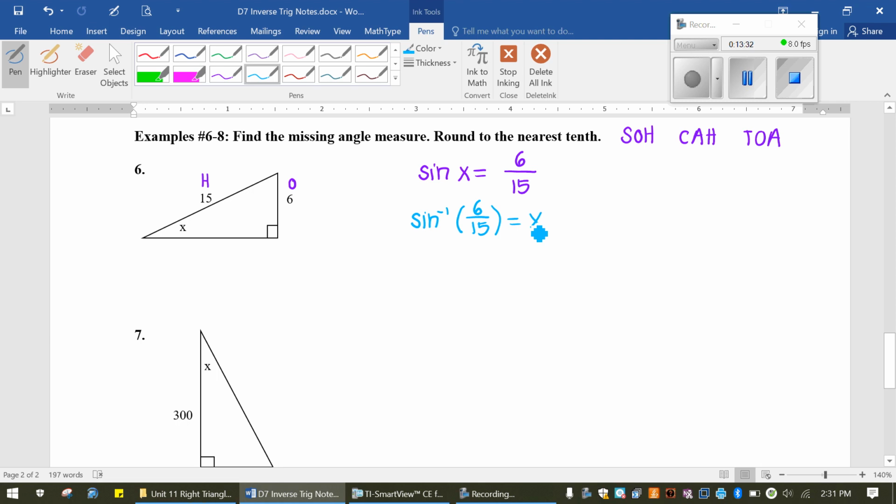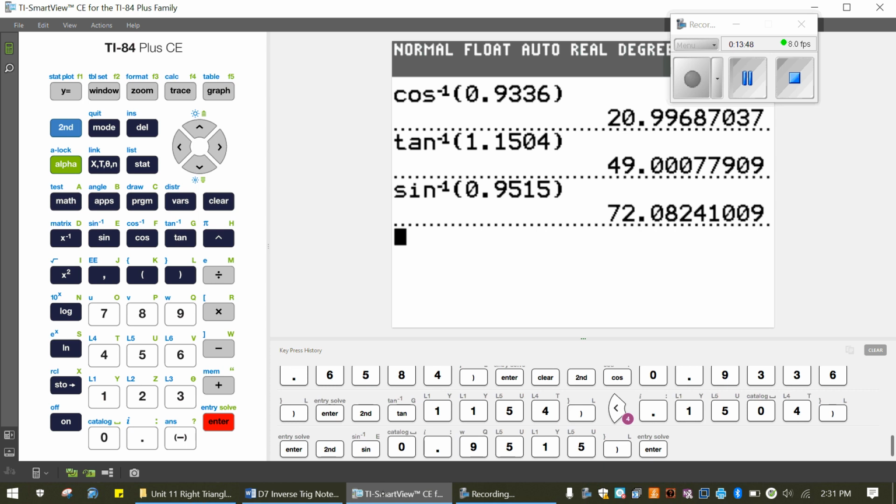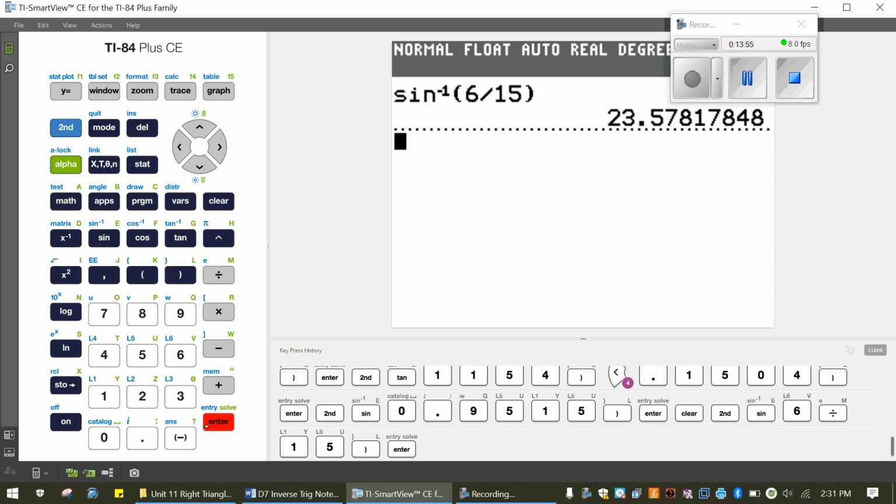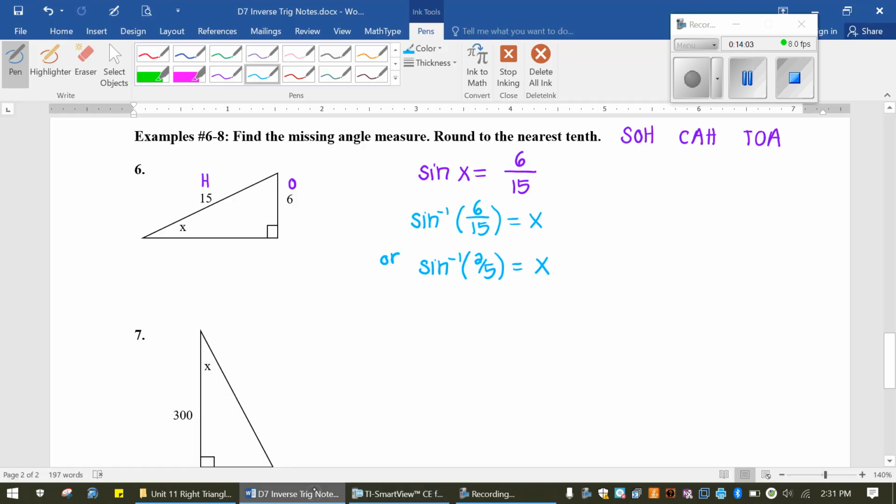If you wanted to reduce your fraction first, you could. You don't have to. But entering in the inverse sine of 2/5 will get you the exact same answer. All right, so let's go to our calculator, and we are doing inverse sine of 6 over 15. So to 1 decimal place for an angle, this will be 23.6. So x is 23.6 degrees.